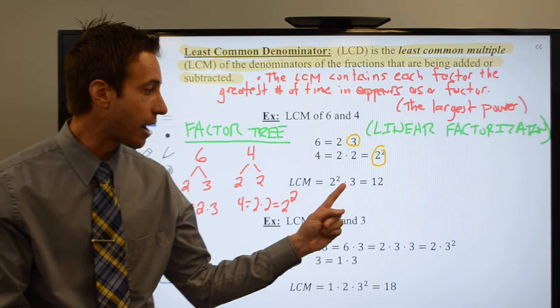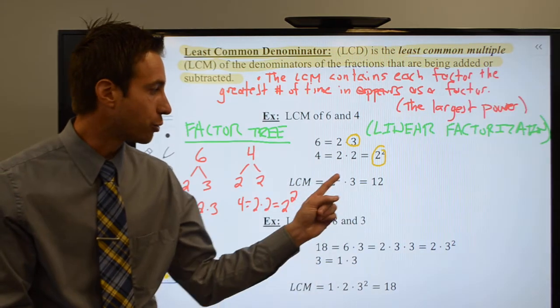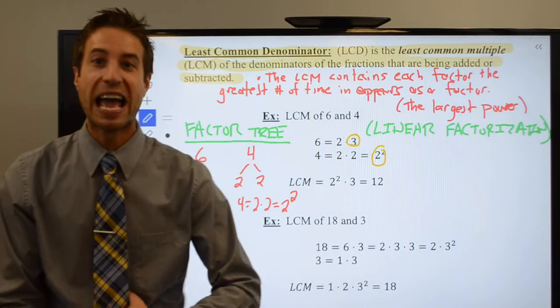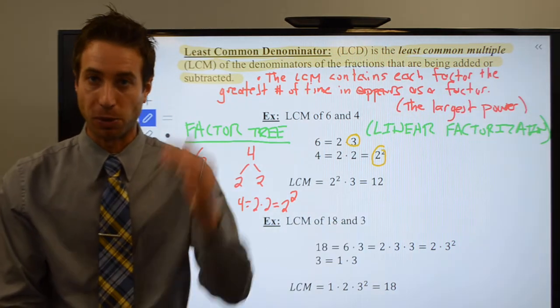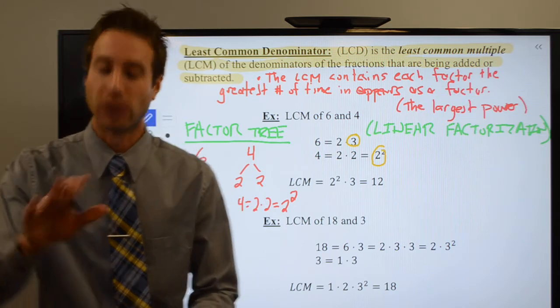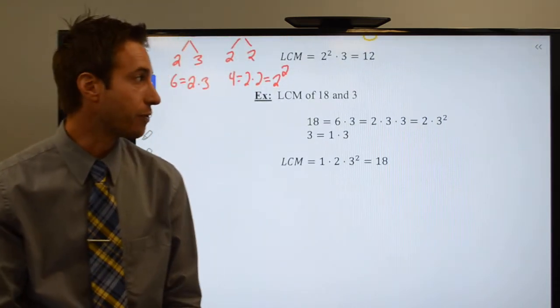So 2 squared times 3 is my LCM. Well, 2 squared is 4. 4 times 3 is 12. And so the least common multiple of 6 and 4 is 12, right? Let me give you another one here. Again, we're just quickly reviewing middle school.